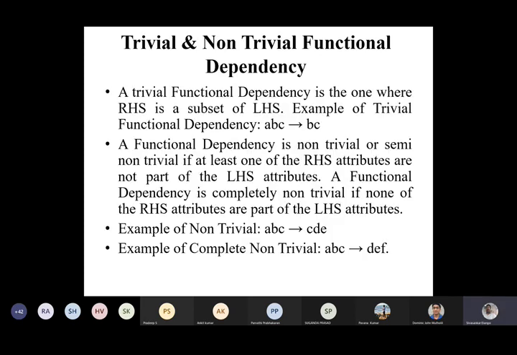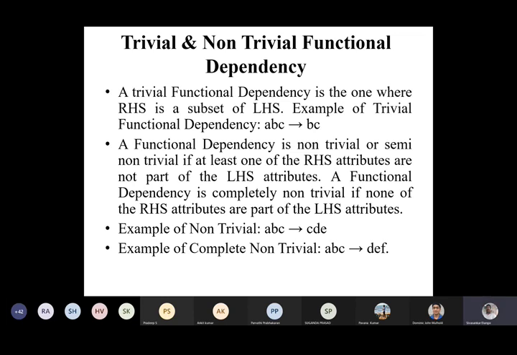So let us study something more about trivial, non-trivial, and completely non-trivial functional dependency. A trivial functional dependency is one where the right hand side is a subset of the left hand side, right? So you have the determinant on the left hand side, and the right hand side is going to be a subset of the determinant. ABC determines BC, so it's known as a trivial functional dependency. A dependency is said to be a trivial functional dependency if the right hand side is a subset of the left hand side, right?